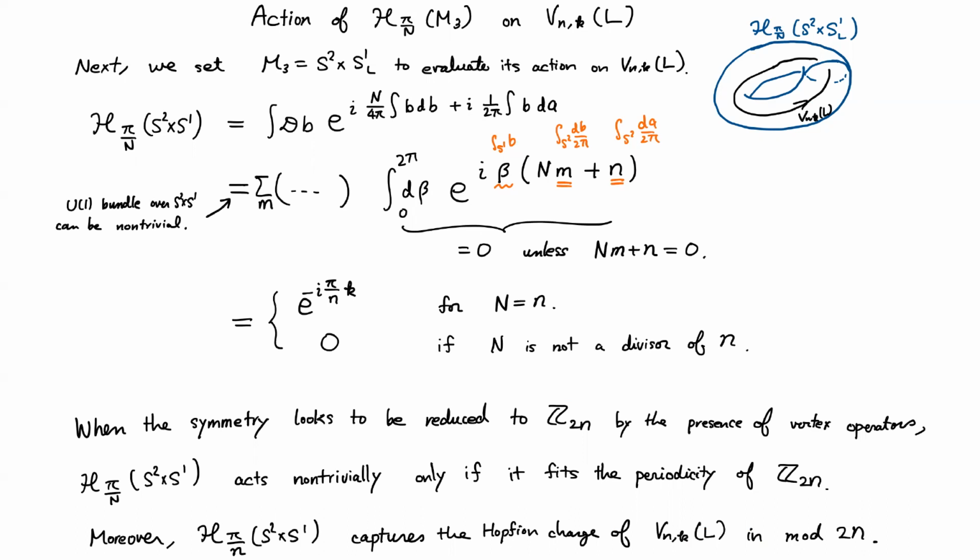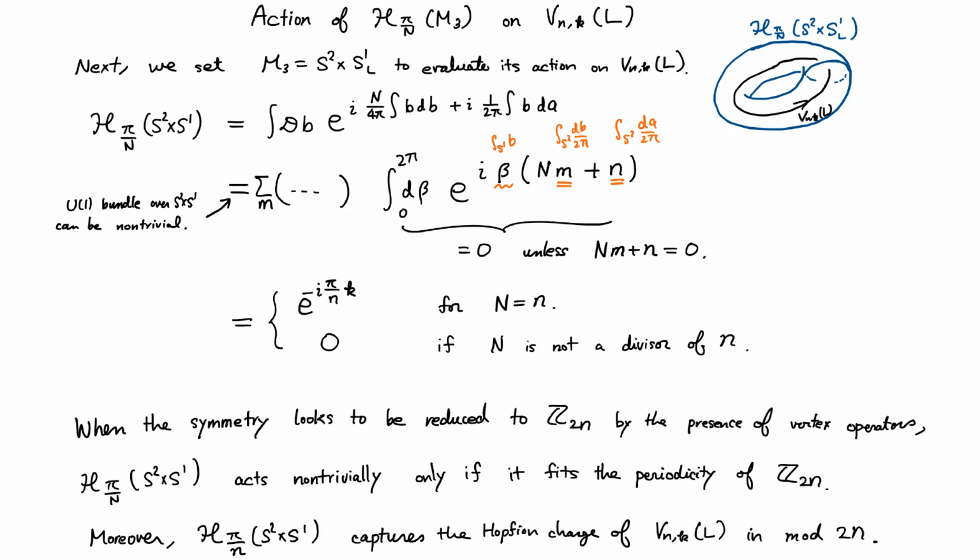And basically this beta integration is saying that unless this coefficient is 0, the integration is 0. And the point is, for the B field, we are summing up all possible magnetic fluxes, but it should be an integer multiple of capital N. So only when this capital N divides this small n, which is a magnetic flux of the CP¹ sigma model field, can this contribution of the path integral be non-zero.